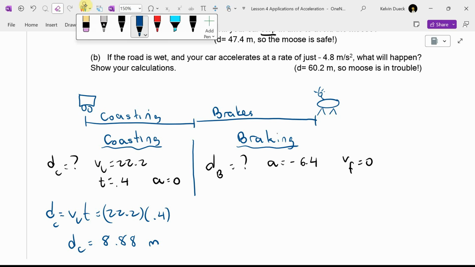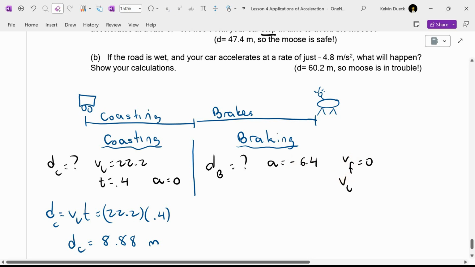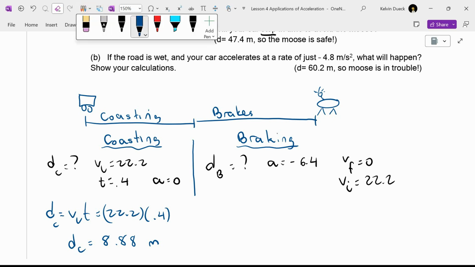What about after I hit the brakes? Good question. I know the acceleration. I know V final. I also know V initial. Why? Well, because I'm coasting, I'm going 22.2 meters per second right here. I'm still going 22.2 meters per second here. I'm still going 22.2 meters per second here. In fact, right when I hit the brakes, I'm still going 22.2 meters per second. Now I have 3 things. I can find the fourth.